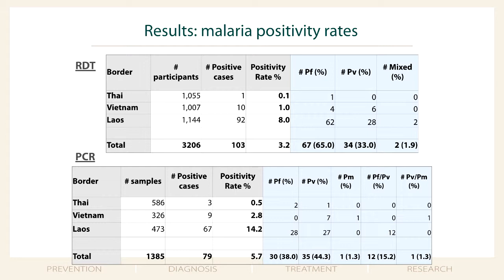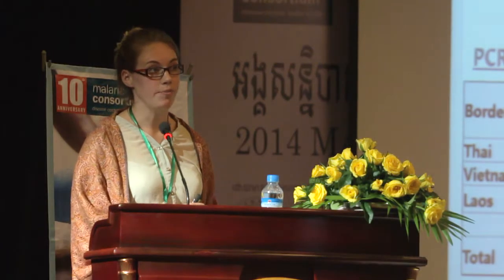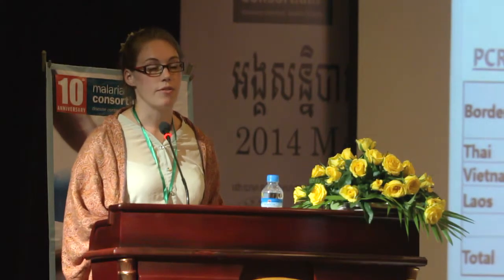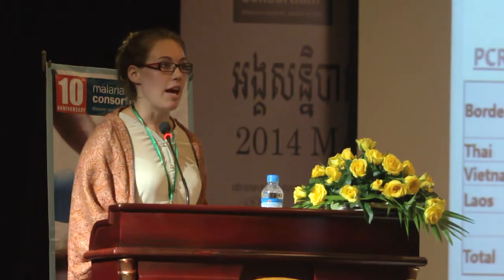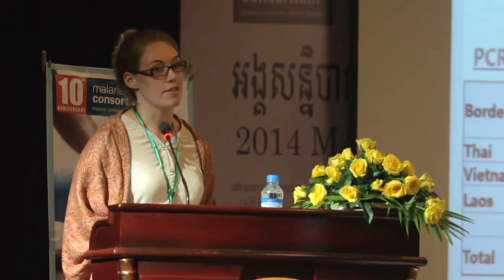So overall, there is a positivity rate of 5.7%, and this climbed to 0.5% on the Thai border, 2.8% on the Vietnamese border, and over 14% on the Lao border.